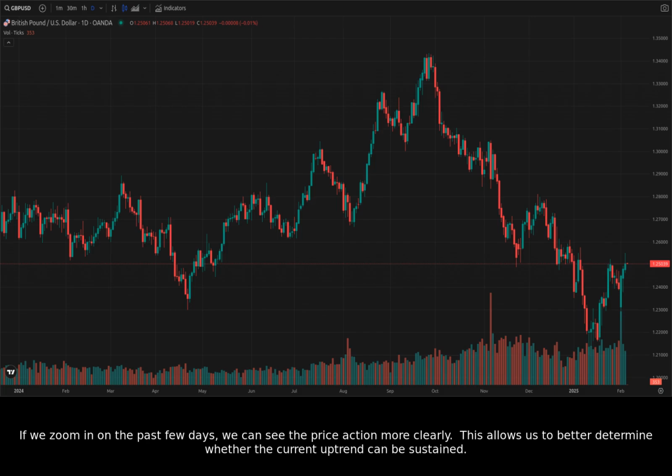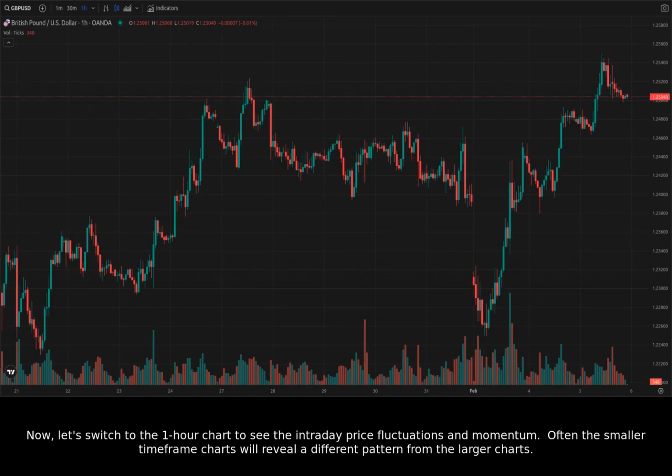If we zoom in on the past few days, we can see the price action more clearly. This allows us to better determine whether the current uptrend can be sustained. Now, let's switch to the 1-hour chart to see the intraday price fluctuations and momentum. Often the smaller timeframe charts will reveal a different pattern from the larger charts.